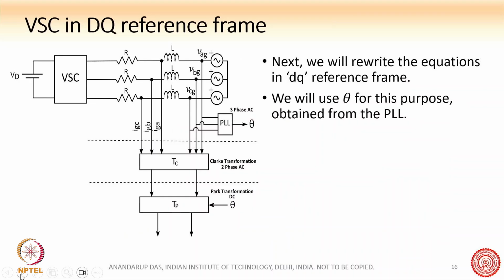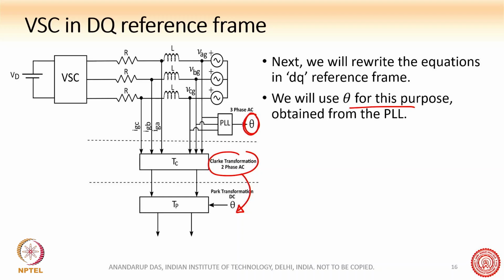Now we will next rewrite the equation in the DQ reference frame. So if you recall the previous diagram, from this figure we are now moving into the Park's transformation. And for this one we will use the theta, okay. So this is the theta obtained from the PLL.